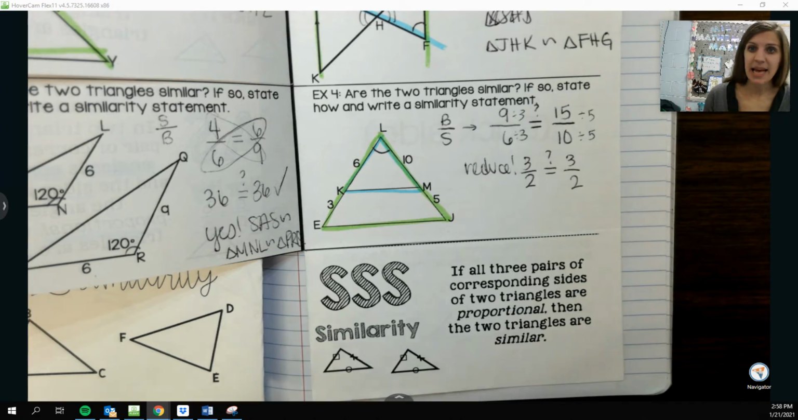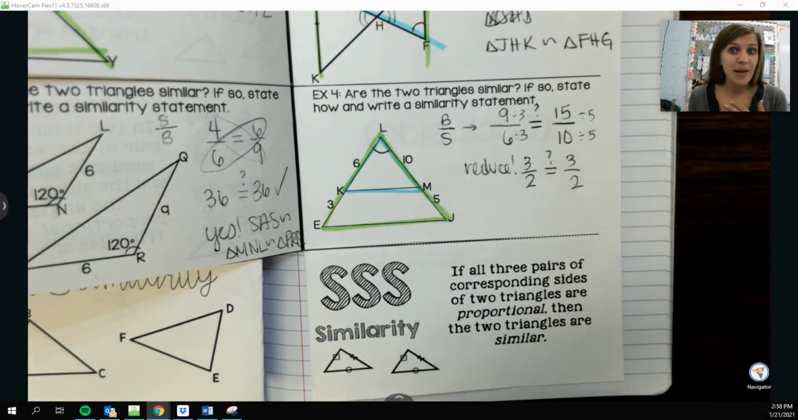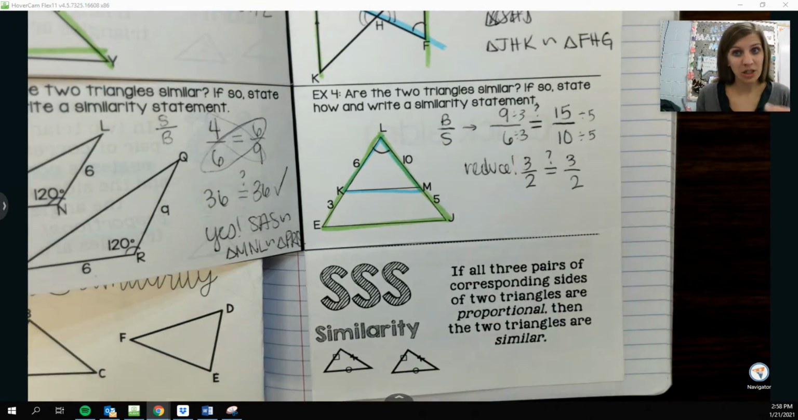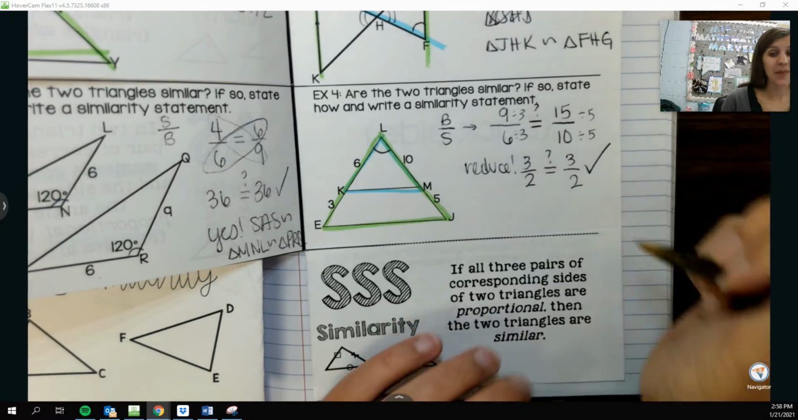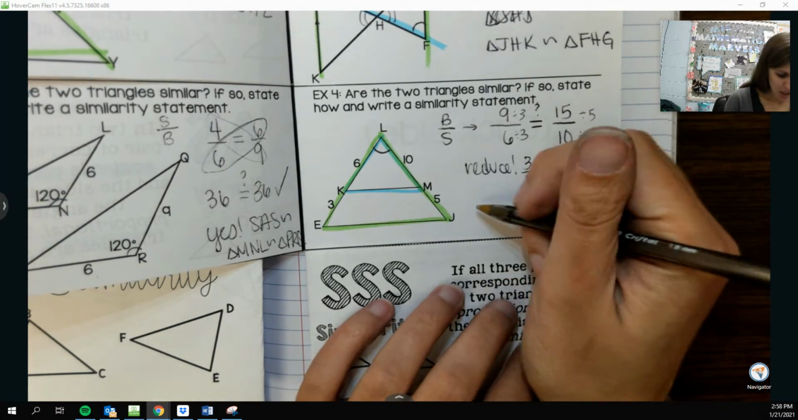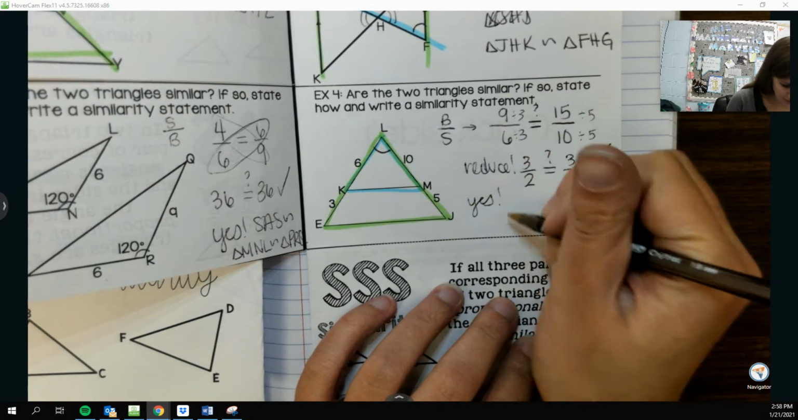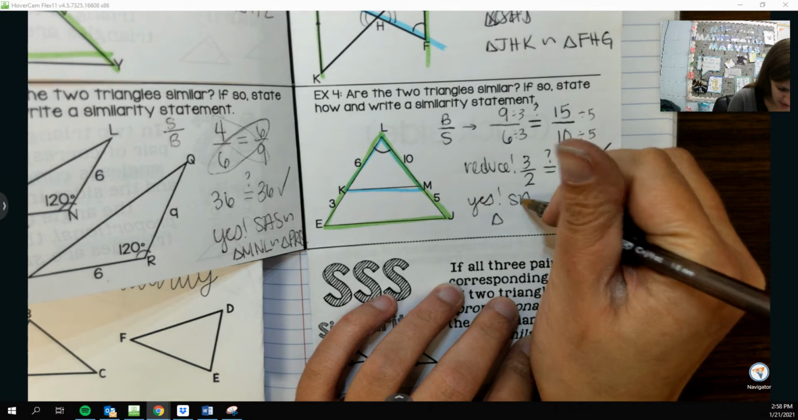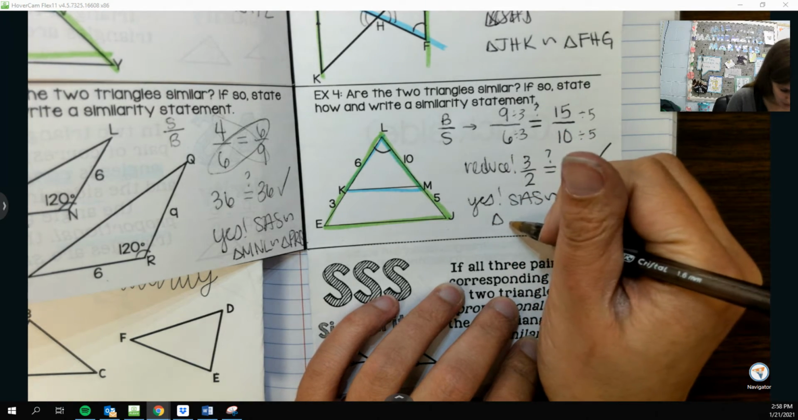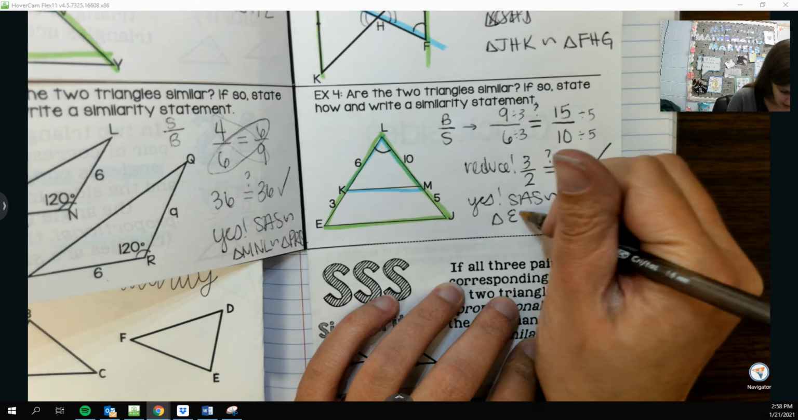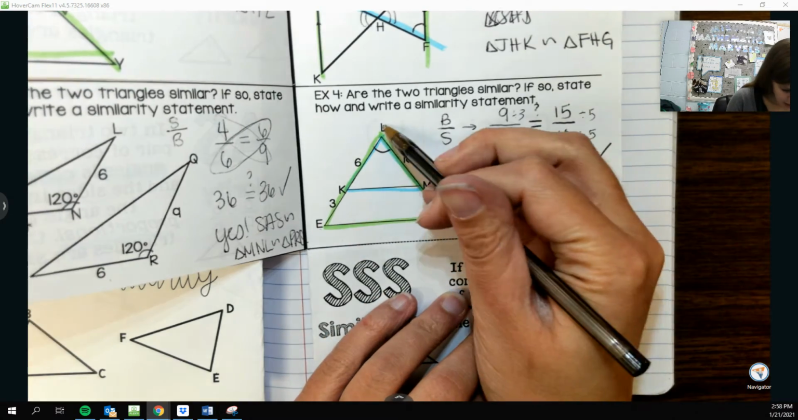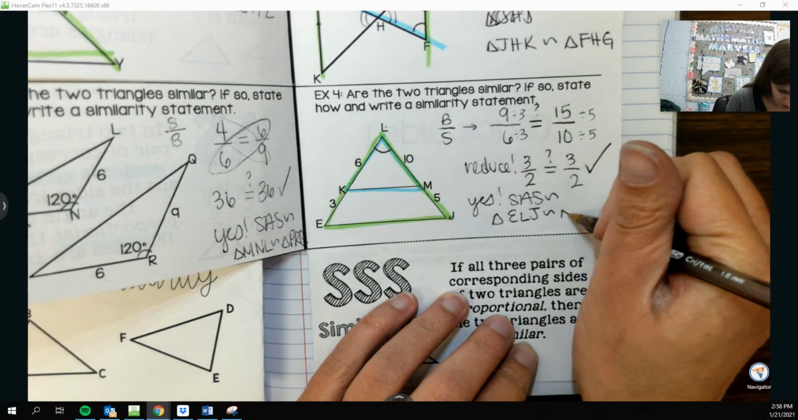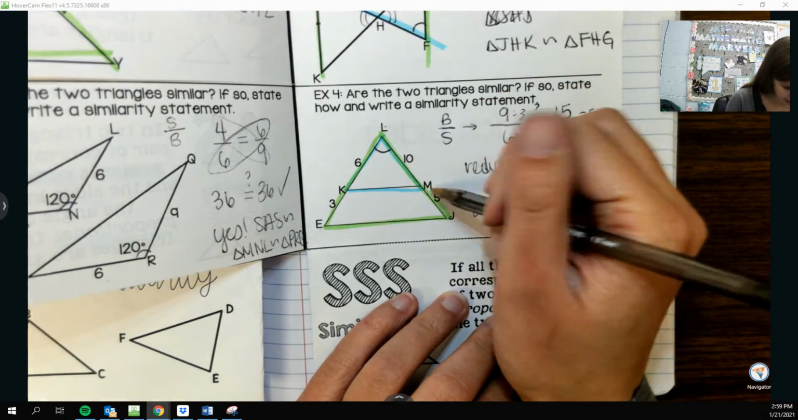So I just wanted you to see that way too, because we don't have to reduce by the same amount on both sides. Just when I reduce, do they reduce to the same thing? And they sure do. So yes, the triangles are similar by side angle side similarity. And so we could call it triangle ELJ, the big one, is similar to triangle KLM. So everything matches up.